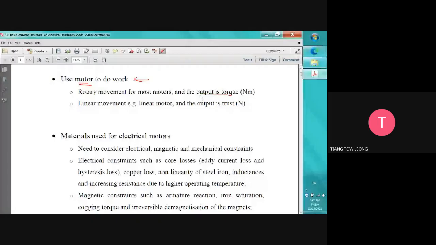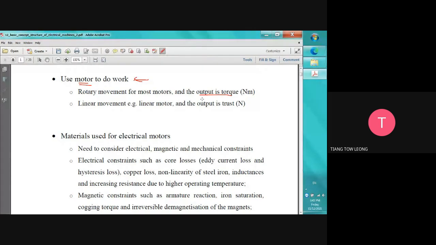So we use motor to do work. When we use motor to do work, the motor generates movement, kinematics. For rotating movement, the output of most motors is the torque. So as electrical engineers in electrical machines, we don't usually use power as an explanation, but we use torque. Power is for those who are not engineers; those from civil engineering don't understand what torque is, but they understand what power is.